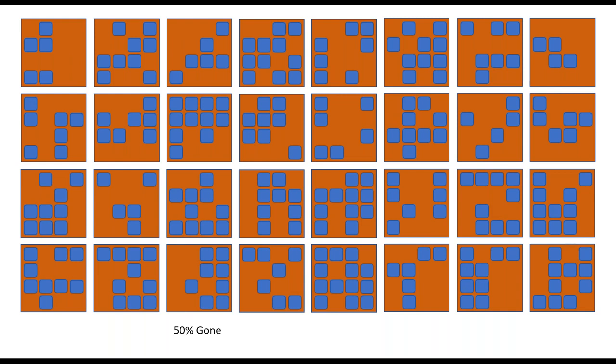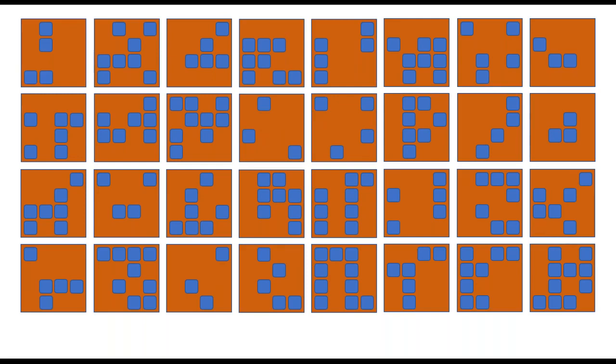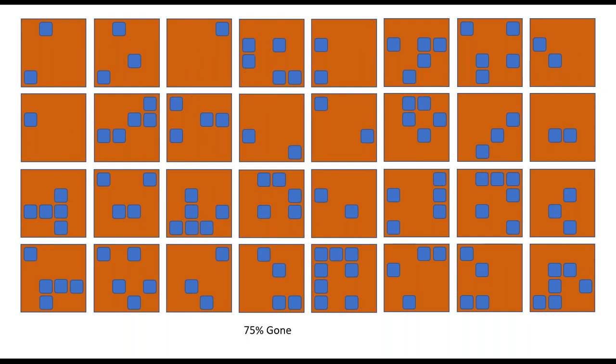Still not enough. Still haven't managed to shut down a single server. So now we're aiming for our 75% mark. Still nothing, right? 75% gone, still haven't managed to shut down a server. Okay, so 78% of my user estate has had to log out before I can shut a single server down.